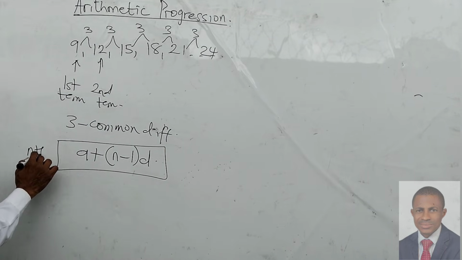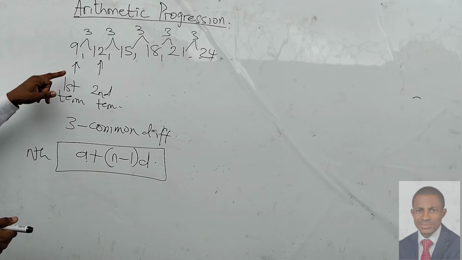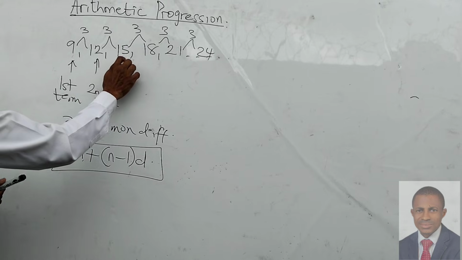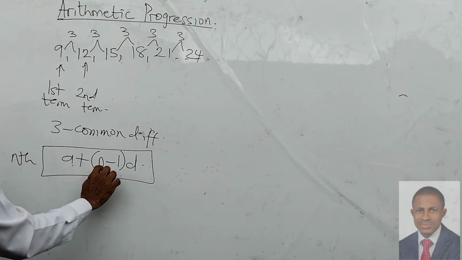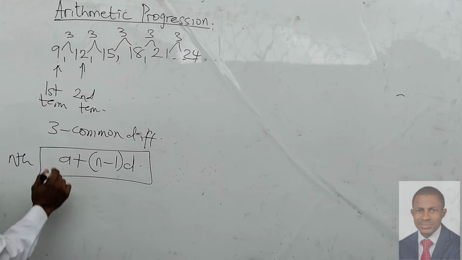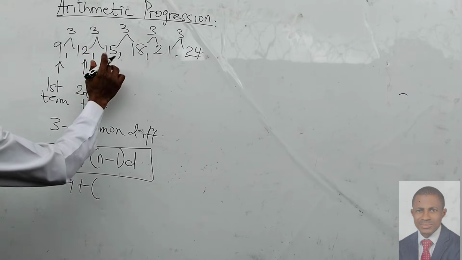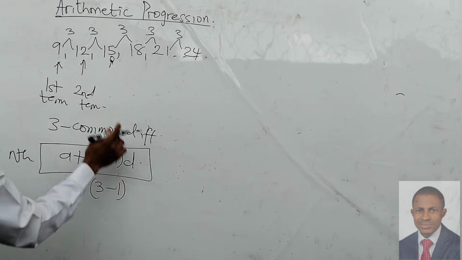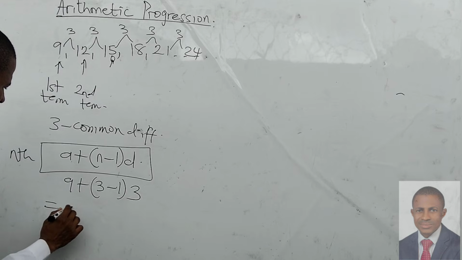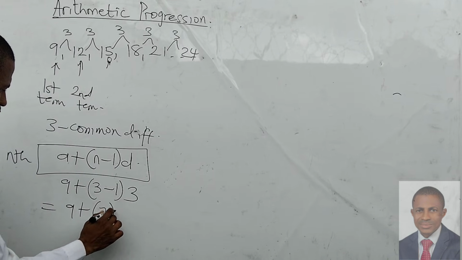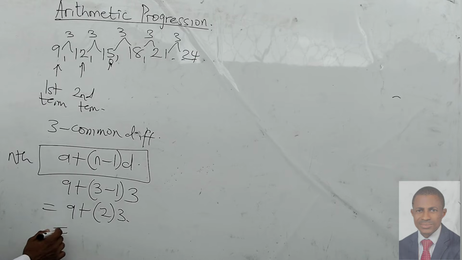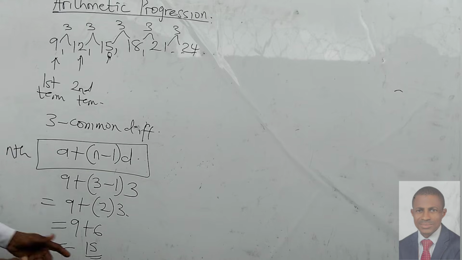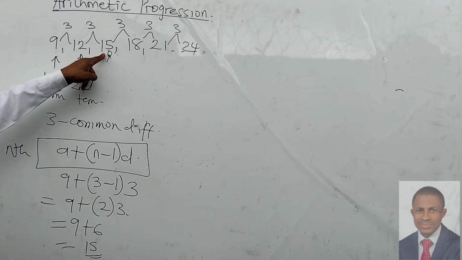For any nth term, a becomes the first term, 9. n minus 1 is the number of terms. For instance, let's assume we don't know the third term here. Anywhere we see n, we put 3. So our a, the first term, is 9. Our n, the third term that we are looking for, gives 3 minus 1. Then the common difference, which is 3. So that will be 9 plus 2 into bracket 3. So we have 9 plus 6. 9 plus 6 gives us what? 15. So 15 becomes our third term, and this is how it is.